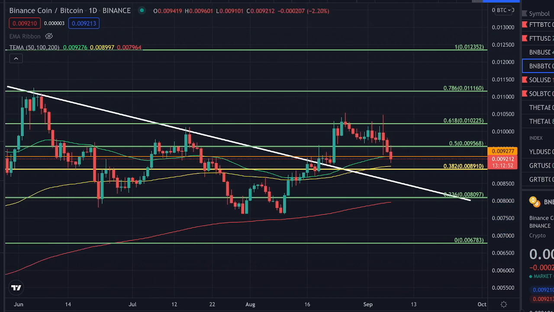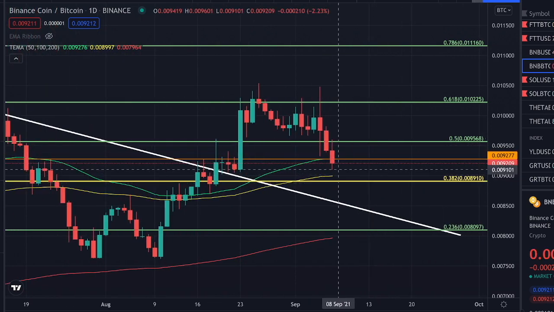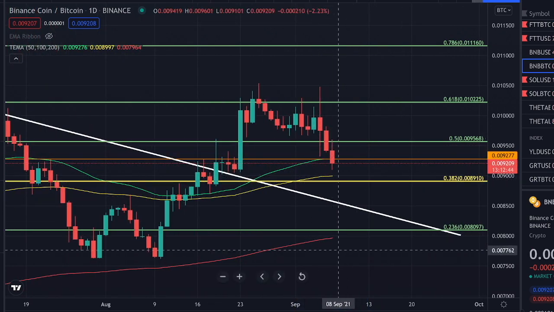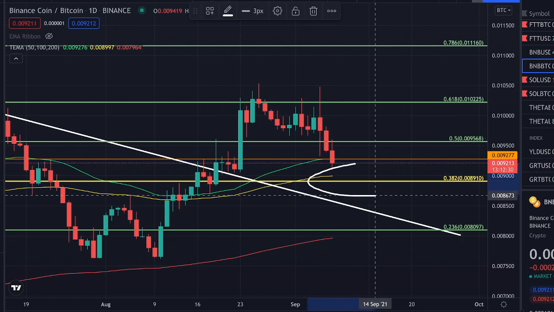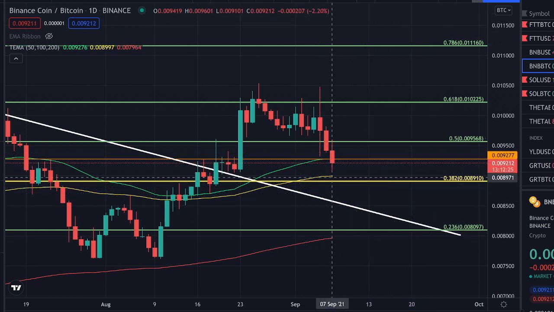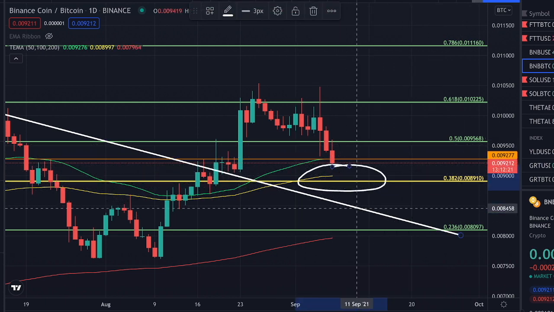This being said, what I think is that this is a major level of support. It's a stronghold, and if we break below this level, we might head all the way towards the 200-day moving average, and that is not something I am actually looking forward to. And I just think that it would be way better if we would hold strong on top of this 0.382 and on top of the 100-day moving average.